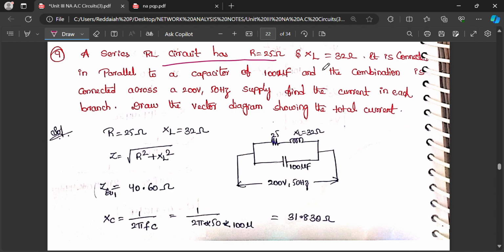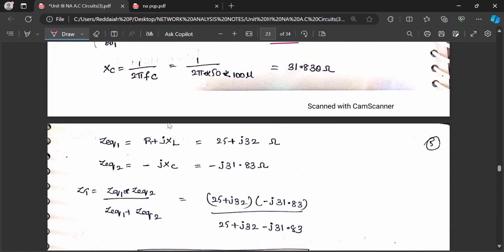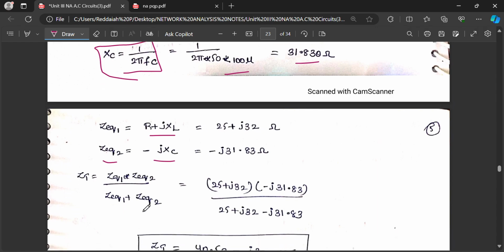Next one, a series RL circuit has R and XL. It is connected in parallel to a capacitor. Voltage is applied across it. Draw the vector diagram and find the current. 25 plus XL is given, so directly you can calculate impedance: 25 plus jXL, and this one is 0 minus j for the 100 microfarad capacitor. We have to find XC for that. 100 microfarad means 100 into 10 power minus 6. You will get 31.8 j. Z equivalent 1 is R plus jXL. Z equivalent 2 is minus jXC.